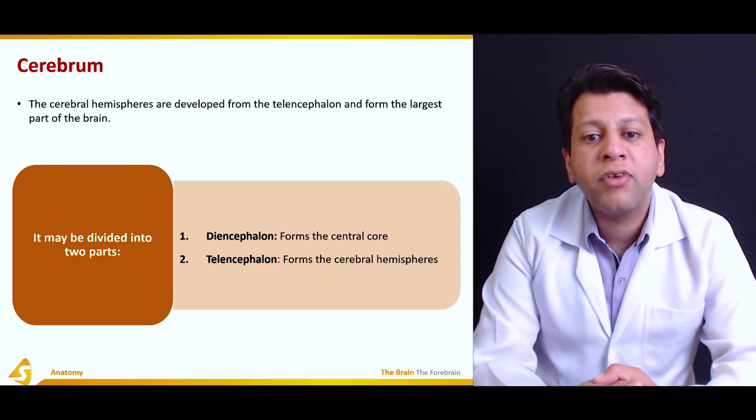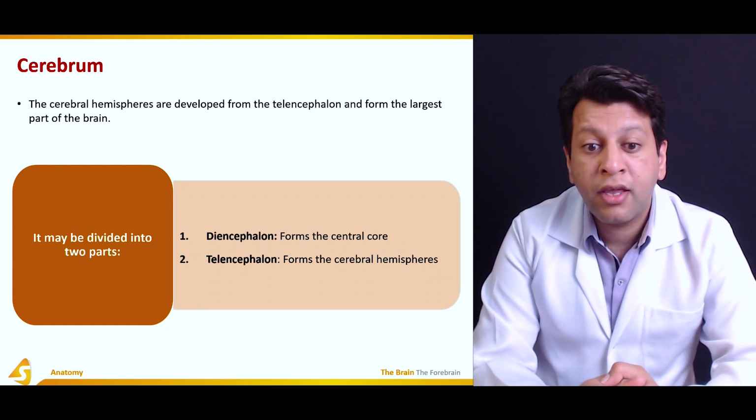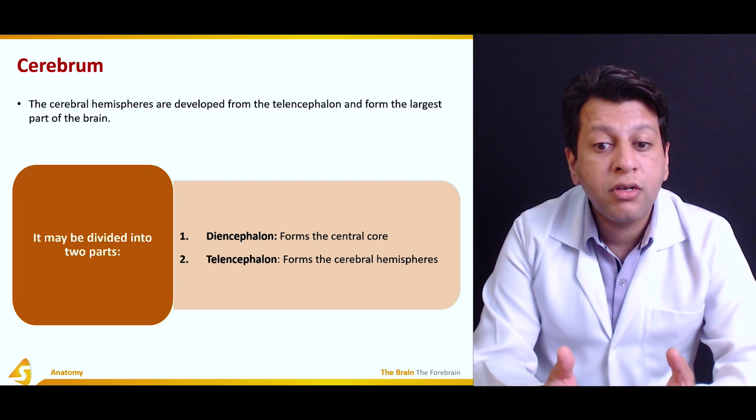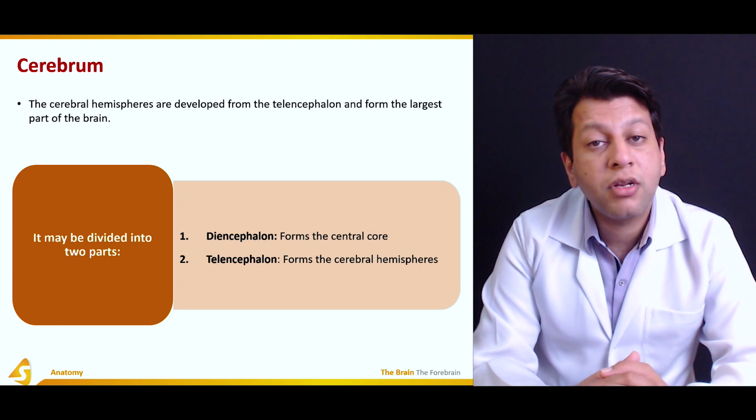The cerebral hemispheres are developed from the telencephalon, the largest part of the brain. It may be divided into two parts: the diencephalon, which forms the central core, and the telencephalon, which forms the cerebral hemisphere.